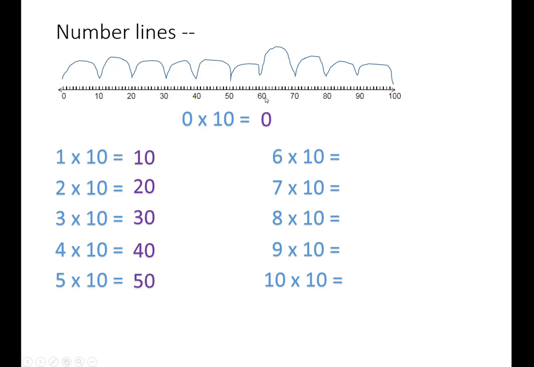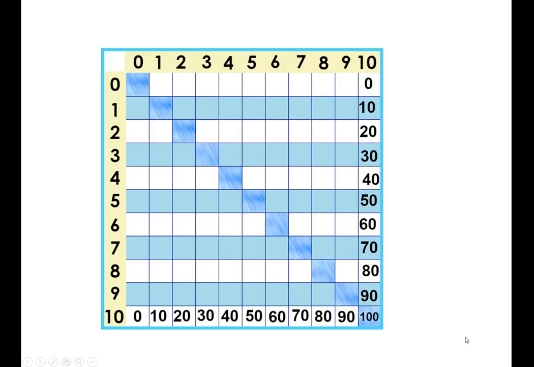6 times 10 is 60. 7 times 10 is 70. 8 times 10 is 80. 9 times 10 is 90. And 10 times 10 is 100.